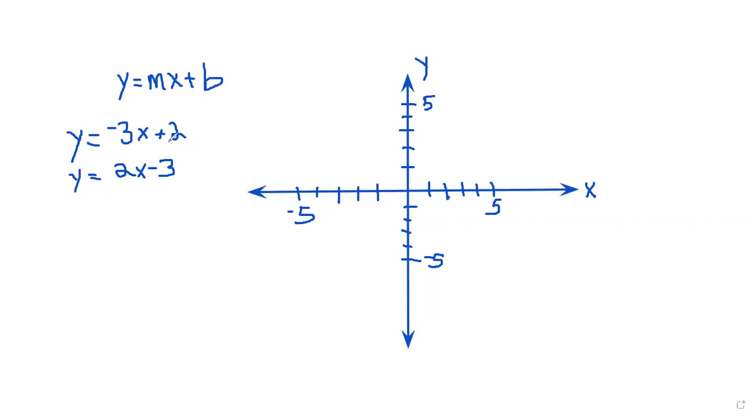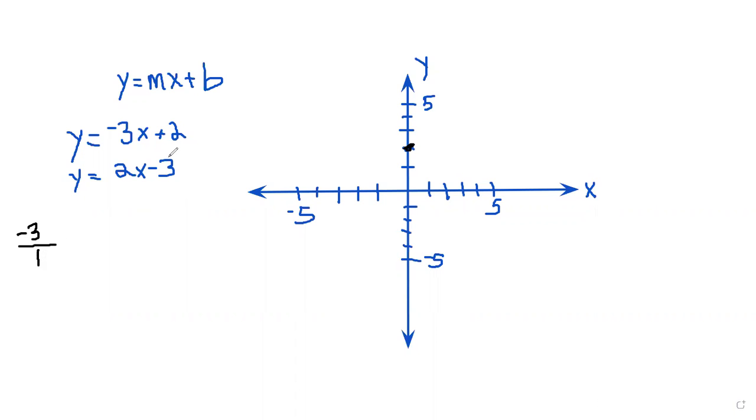So for our line here, we notice that the y-intercept is positive 2. So where's positive 2 on the y? Well, we know positives go up, so it's going to be right here. Okay, so that's where it's going to cross the y-axis. Now the slope, it tells us here, is negative 3. Well, let's bring that down here, and I'm going to write it like this: negative 3 over 1.